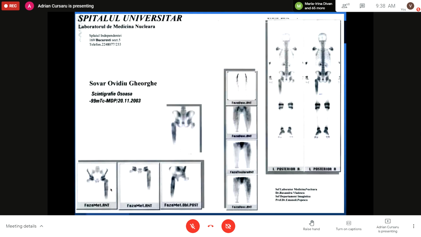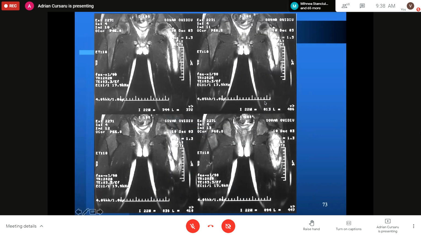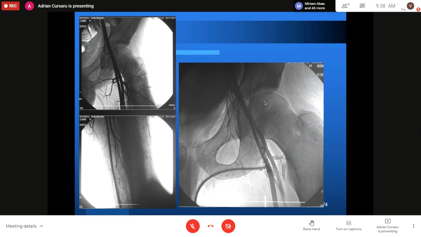On the scintigraphy, you can see we have metastasis on distance. You can see on the ribs, on the knee, on the ankle. You can see the discrepancy between the X-ray and the MRI, and it is very important for the soft tissue evaluation to make that type of investigation.